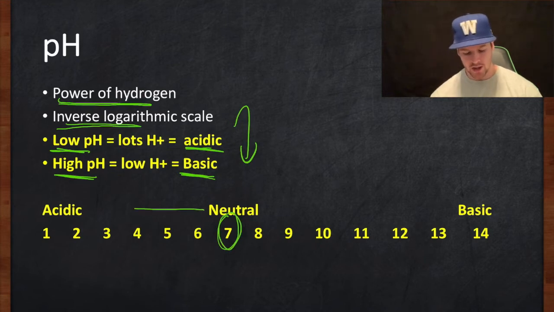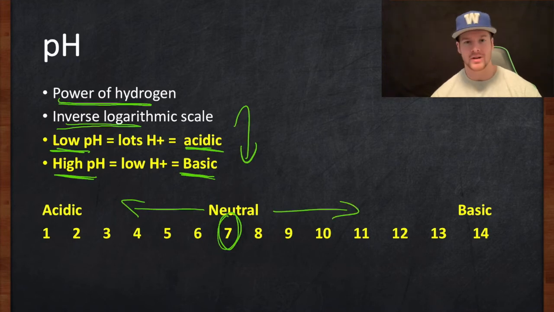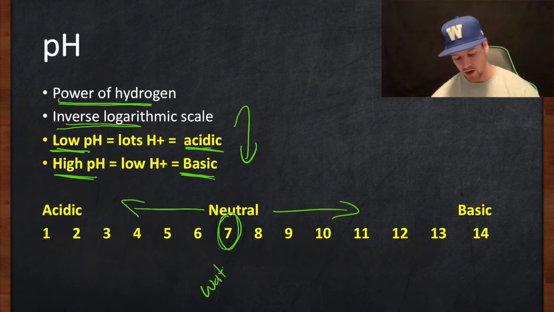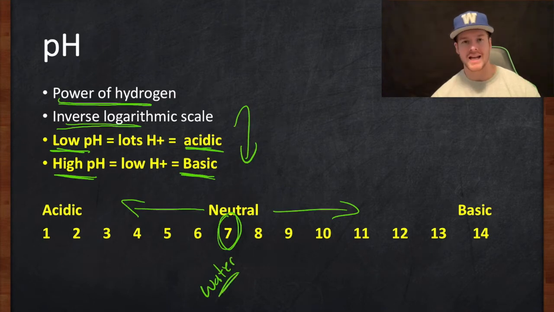If we are getting to the lower numbers, this is getting more and more acidic, and going to the higher numbers, this is getting more and more basic, which is the opposite of an acid and has less and less H+. Now an example of something neutral would be water. Water is completely neutral, it's not an acid or a base.